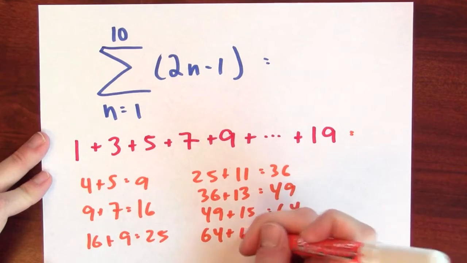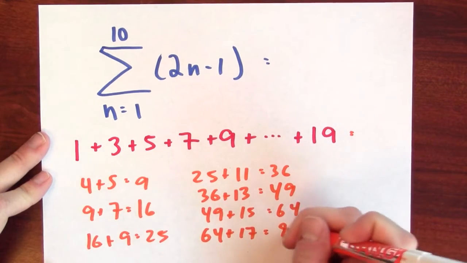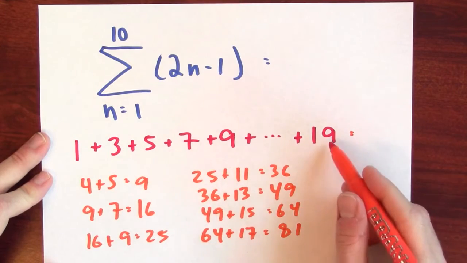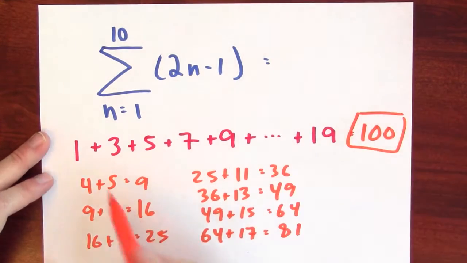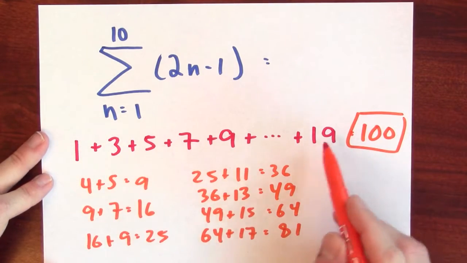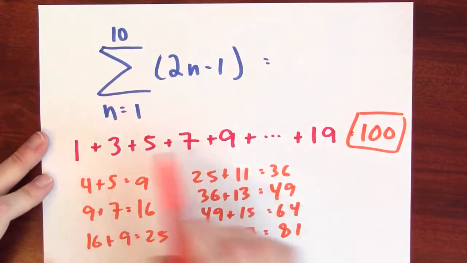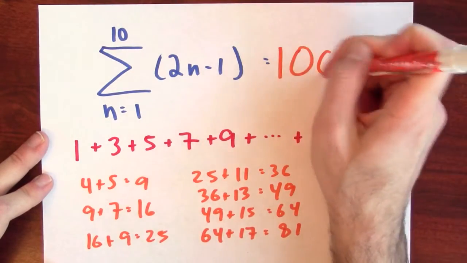64 plus 17 is the next number right before 19. 64 plus 17 is 81. And 81 plus 19 is 100. So if I add up 1 plus 3 plus 5 plus 7 plus 9 all the way up to 19, just adding up the odd numbers between 1 and 19, I get 100, and that's the value of this sum. If you have some programming experience, you can think of these sums as like loops.